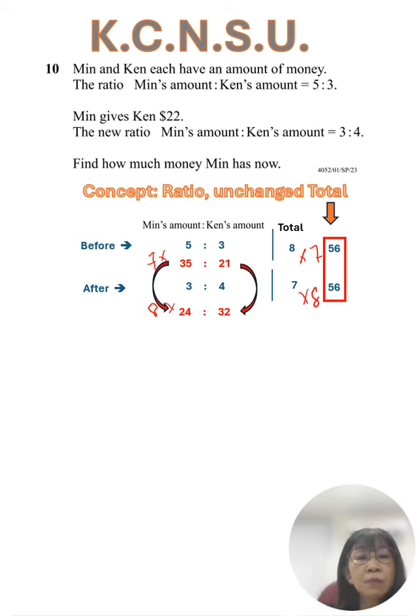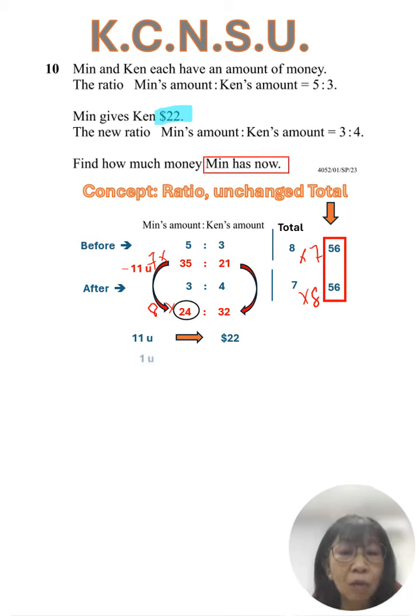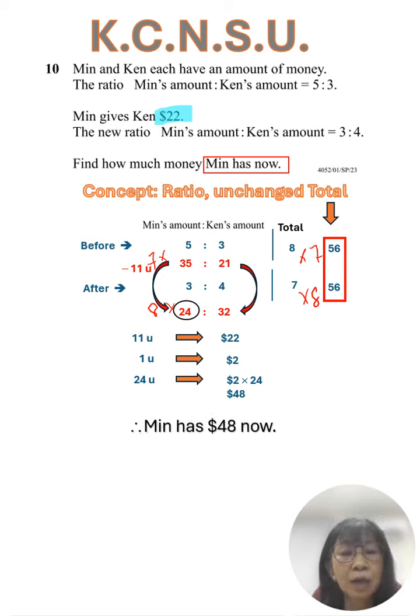Since I have the number, which is $22, I'm able to know that the change in units is 11. So I know that 11 units is the same as $22, and I want to find how much Min has now. This means I need to work out how much is 1 unit, and then from there I simply work out what is 24 units. With this, I am done. I'm able to find the amount of money that Min has right now, that is $48.